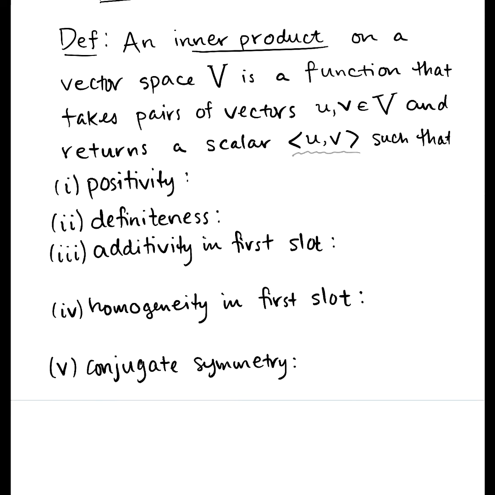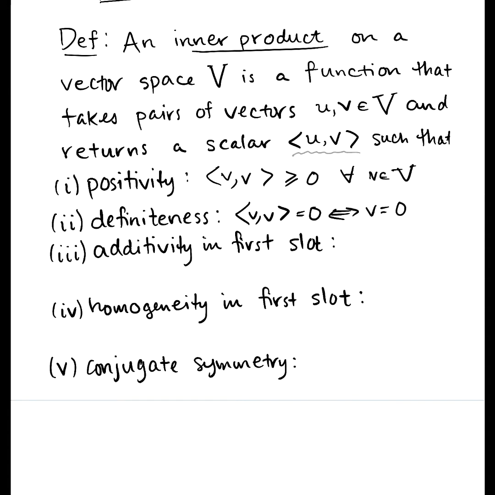The first property is positivity. Positivity just means that anytime you inner product v with itself, it comes out bigger than or equal to 0. The second property is definiteness. Definiteness just says, back there in property 1, if it comes out equal to 0, v must have been 0. So we can say that this way: v inner product v comes out to 0 if and only if v equals 0.